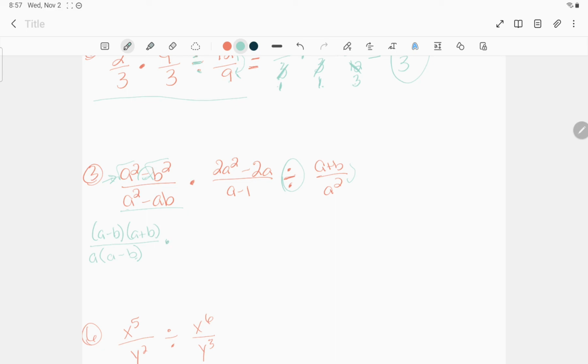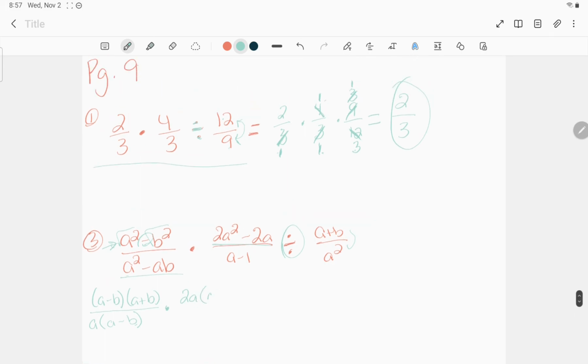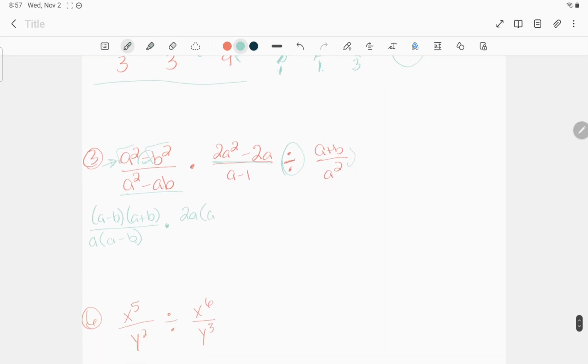All right, so then times, back in my numerator on the second section, the common factor between these is going to be 2a. So I'm going to factor out a 2a. When I do, 2a squared divided by 2a is a. And 2a divided by 2a is 1. Bring down my negative. And that's going to be over a minus 1. All right, so here I got to flip that over. So times a squared is now on top, and a plus b is now on bottom.